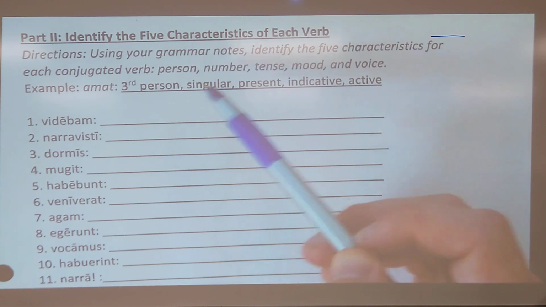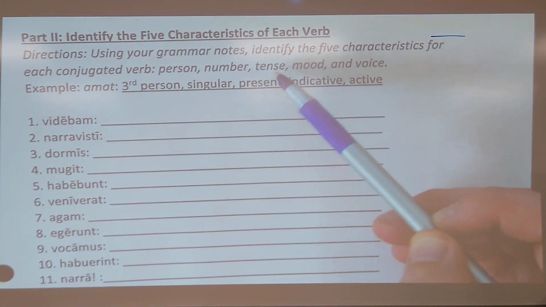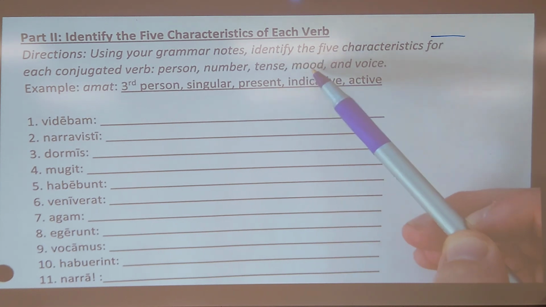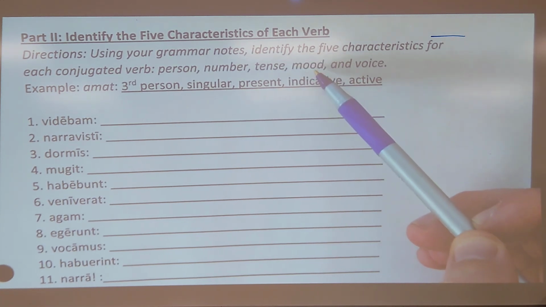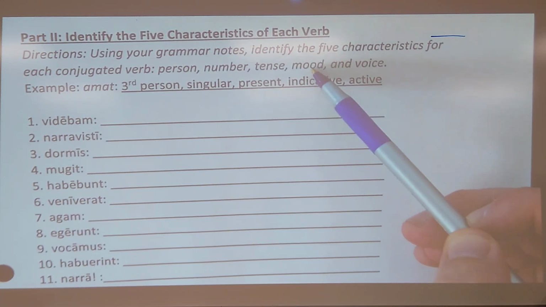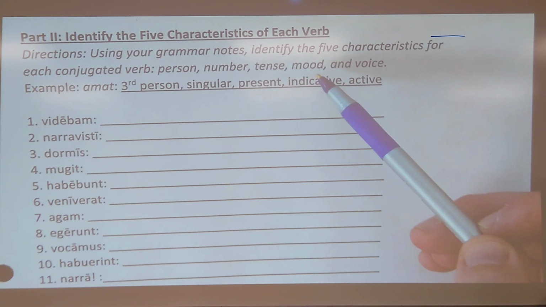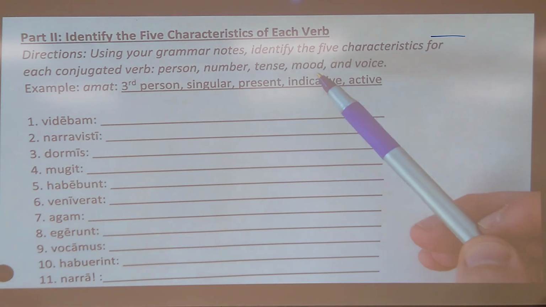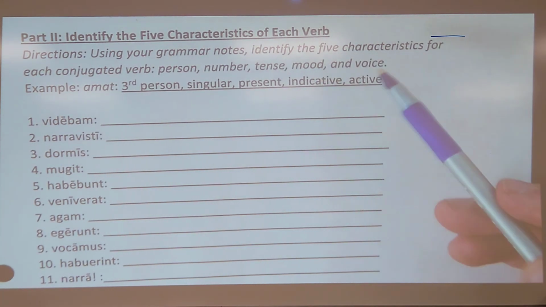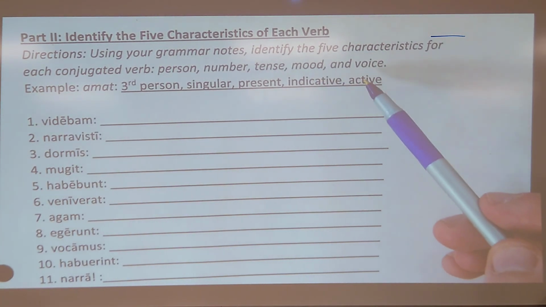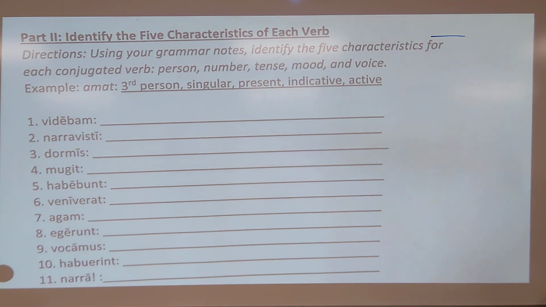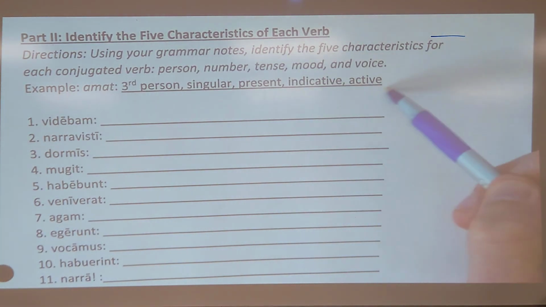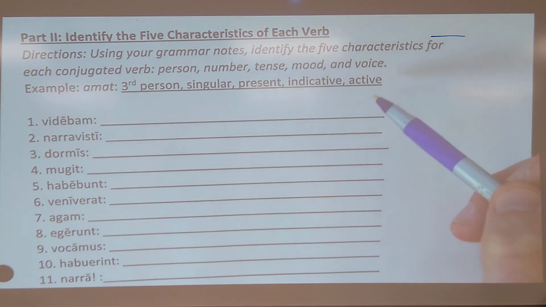Is it first, second, third? Is it singular, plural? Is it one of the 6 tenses? What mood is it? Is it indicative? Is it imperative? Is it an infinitive? Or is it subjunctive? Well, we don't really know the subjunctive yet. We do, but we don't. So you can rest assured there's no subjunctive on here. And then voice, is it active or passive? I'll give you a hint. To keep things simple, I kept all of these active. So for almost all of them, the answer is indicative active.